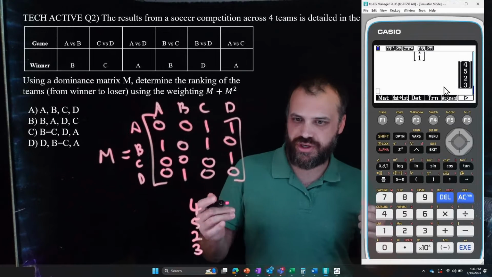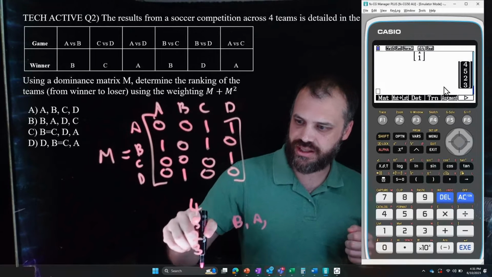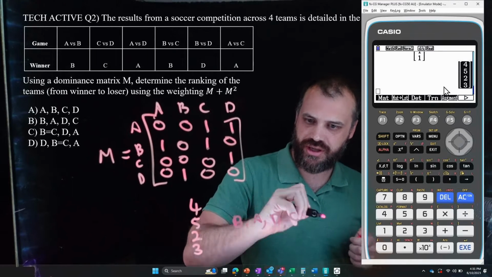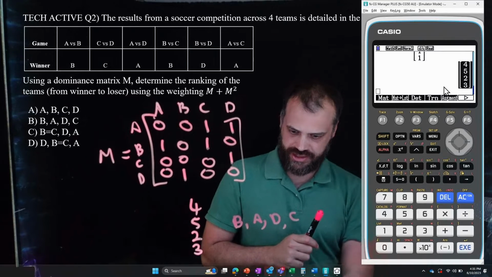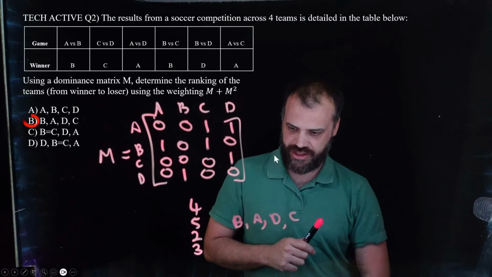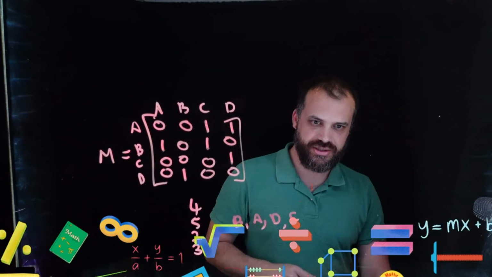Alright, so we're ready to finish our answer. We know that B came first, A came second, D third, and C fourth. Do I have one of those? B, A, D, C. I hope the answer is B. Nailed it. Alright, celebrate. Next question.